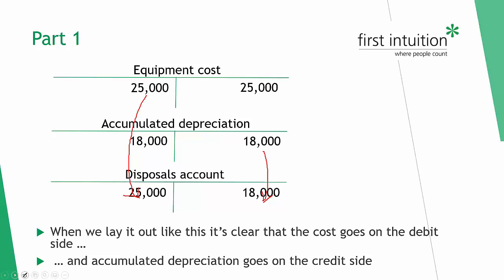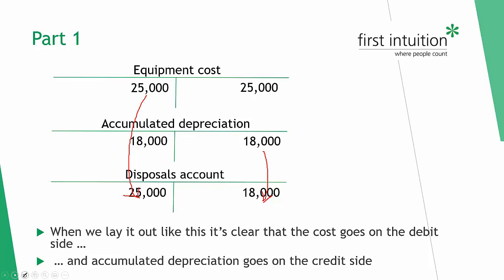It helps, I find, to keep in mind what the job is of each account. The job of the equipment cost account is to keep a record of the cost of the equipment that we still own. So it starts with the balance. When we've disposed of the equipment, we no longer have the equipment, so there should be a zero balance. Likewise, the accumulated depreciation keeps track of the depreciation on the equipment that we own. Once it's been disposed of, no longer do we have a balance in the account.